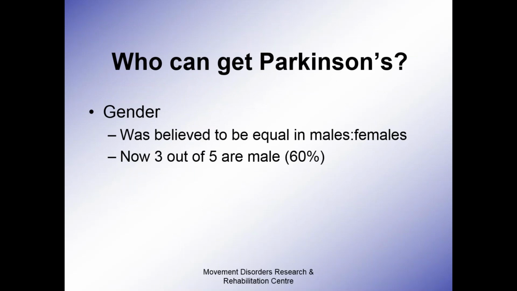The next risk factor is gender. We used to believe that Parkinson's affected males and females relatively equally, but as we've gotten more accurate in our diagnosing of the disease, it appears that 3 out of every 5 Parkinson's patients are males, so that basically means it's closer to a 60-40 split, 60% males and 40% females who end up with Parkinson's.